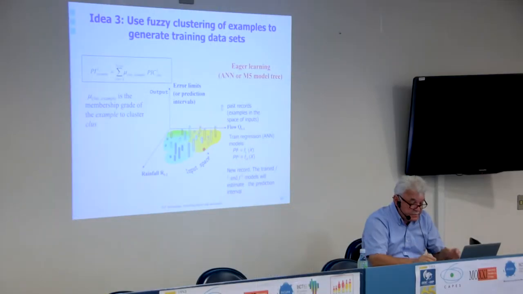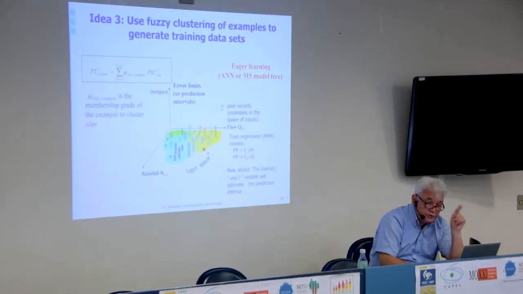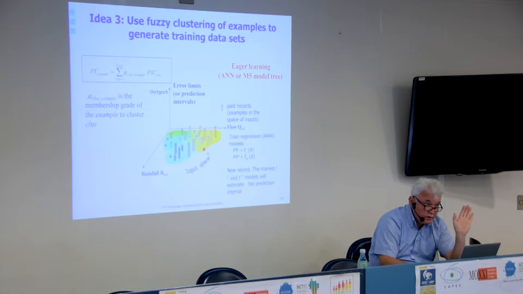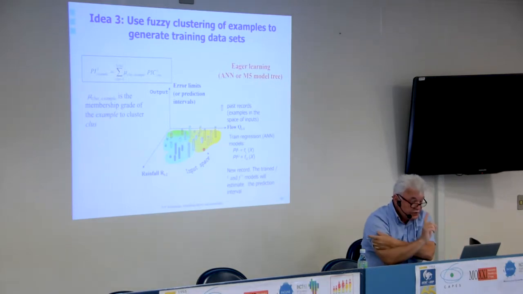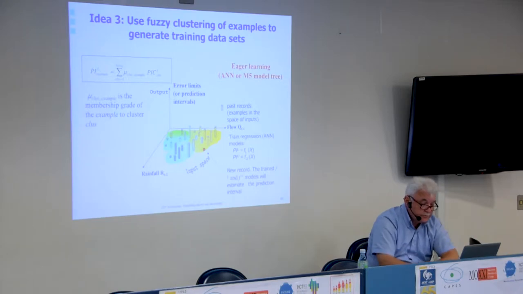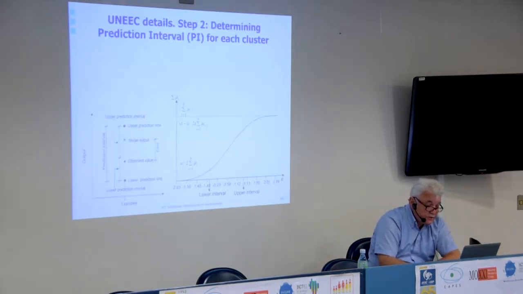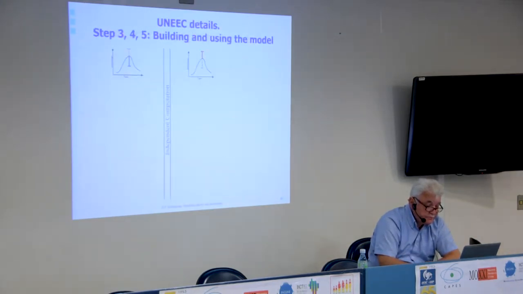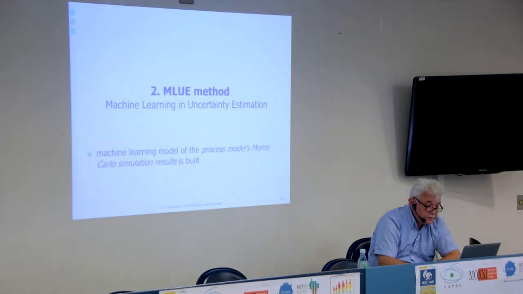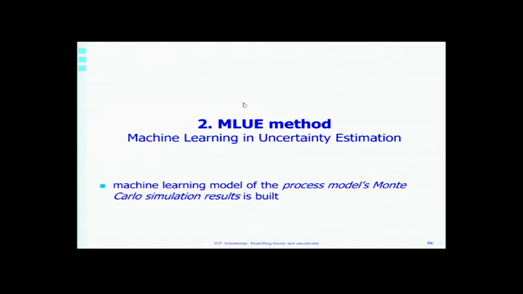So this is a predictive model of residual uncertainty. Look, we don't have any Monte Carlo here. Uncertainty is manifested by the model error only. No Monte Carlo. So this is residual uncertainty. So let me skip through the details of UNEEC. There are too many. And now let's talk about the last method for this lecture.